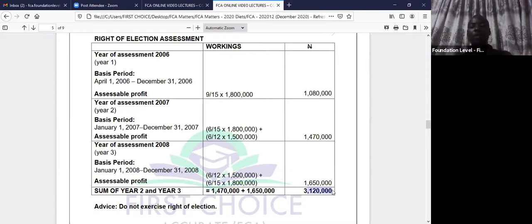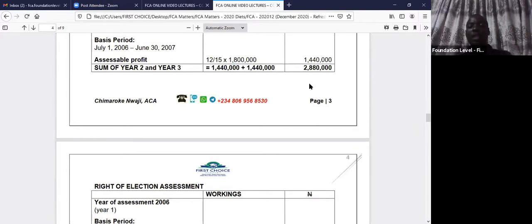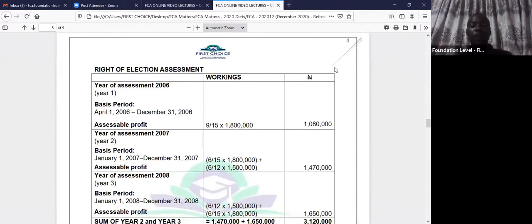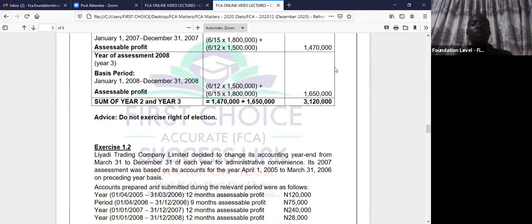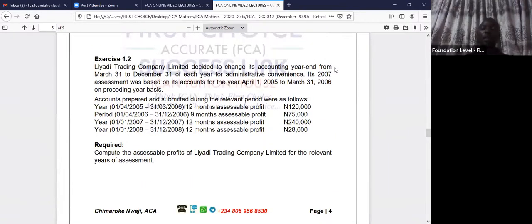And of course, when you add the second and the third year together, it gives you this figure of 3,120,000, which when compared to 2,880,000, you now say you don't want to exercise your right of election. So you see, commencement rule, 3 years are relevant.